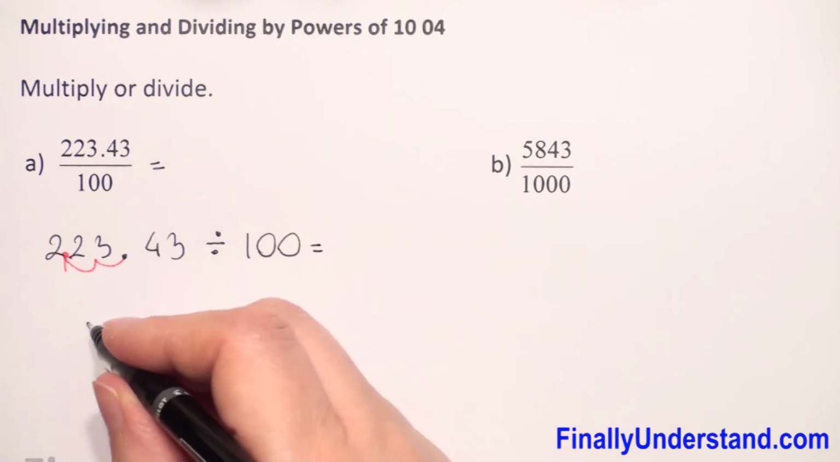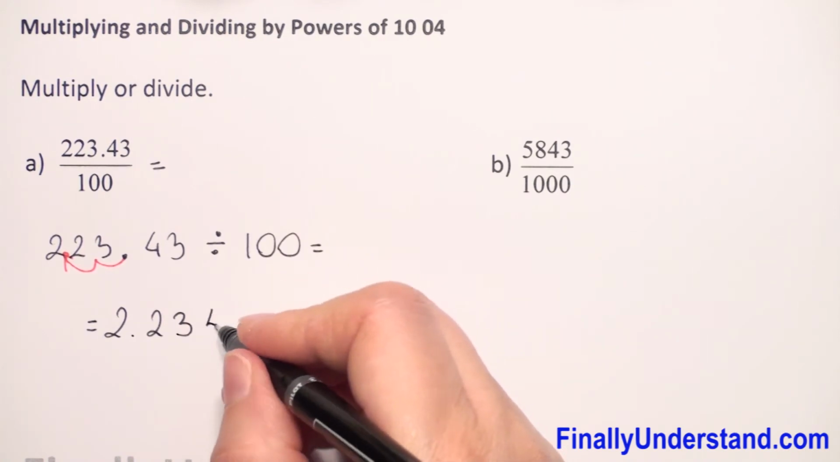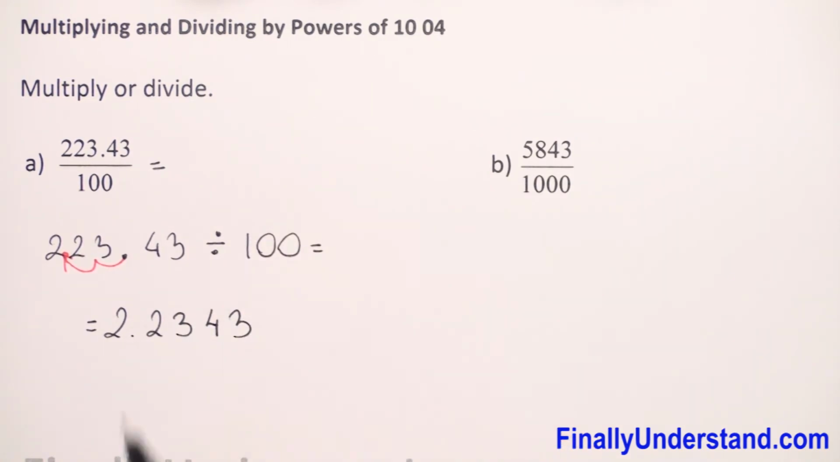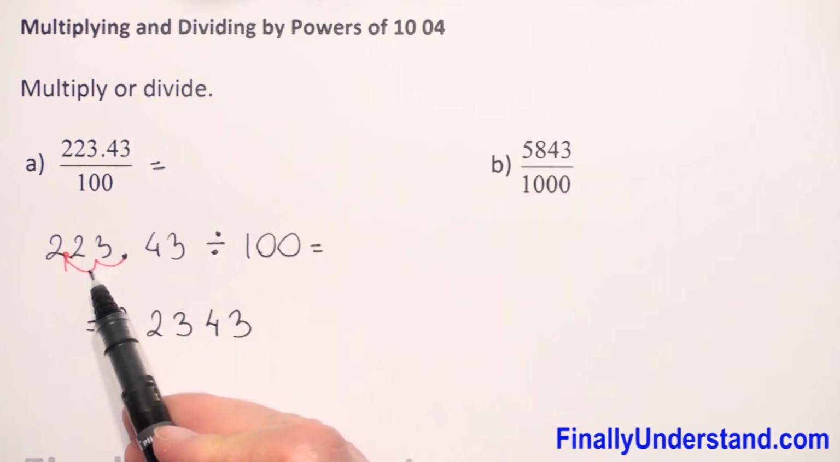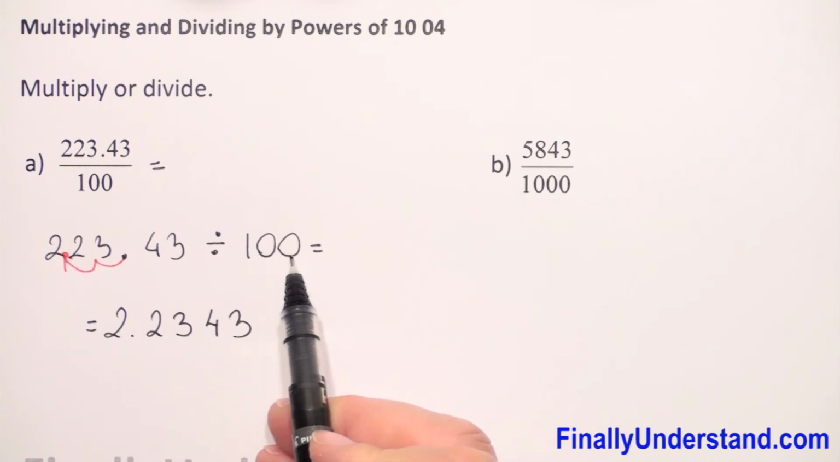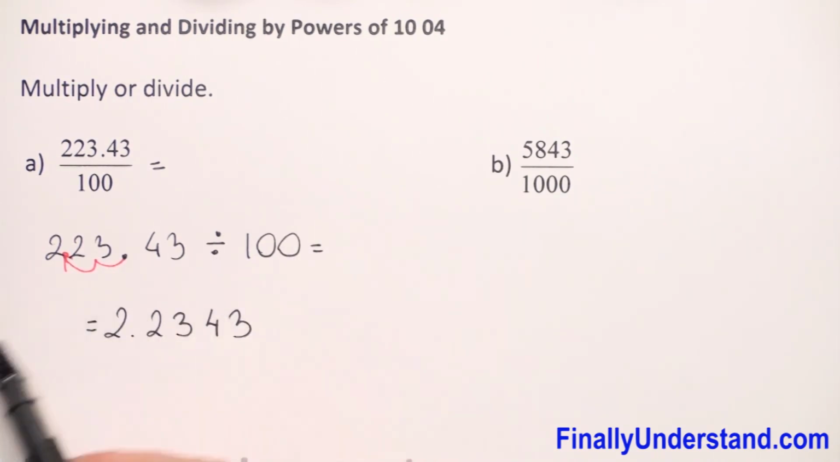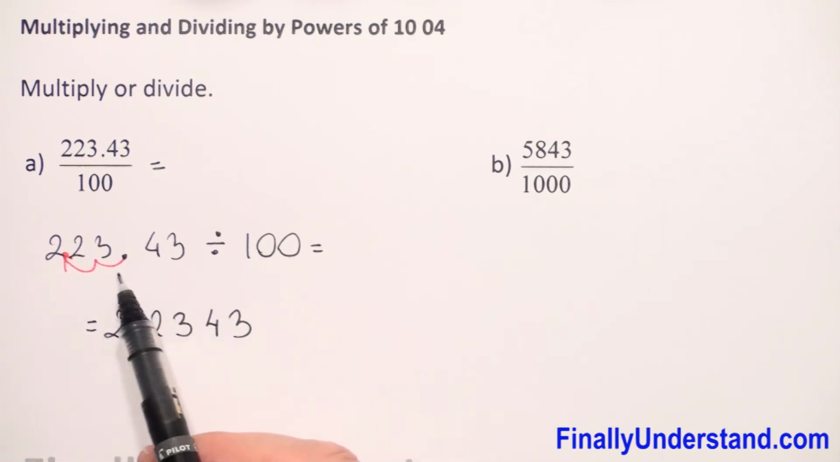So this is equal to 2.2343. The decimal point, we move 2 places to the left because we divide by 100. So we have 2 zeros, 2 places we move. Always when we have division, we move to the left from the decimal point.